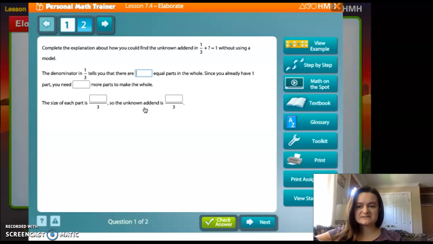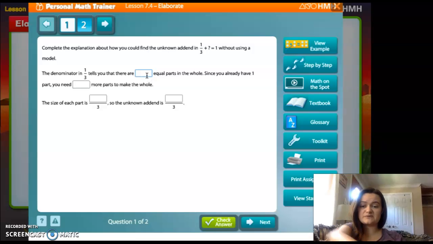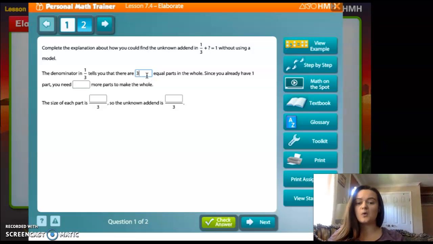So question 1 says, complete the explanation about how you could find the unknown addend in 1/3 plus blank to equal 1 whole without using a model. All right, the denominator in 1/3 tells you that there are how many equal parts in a whole? That means there are 3 equal parts in a whole, right? 1/3, if I want to get a whole, I'm going to have 3/3. So there are 3 equal parts in the whole.